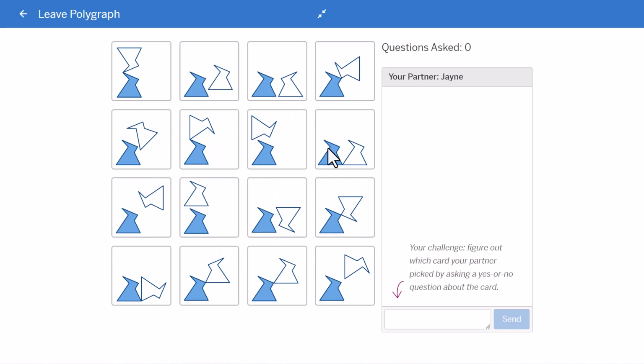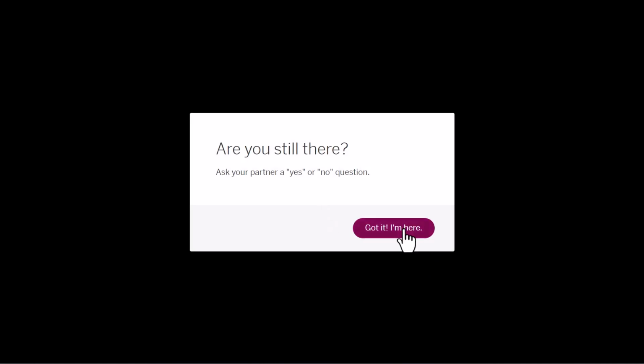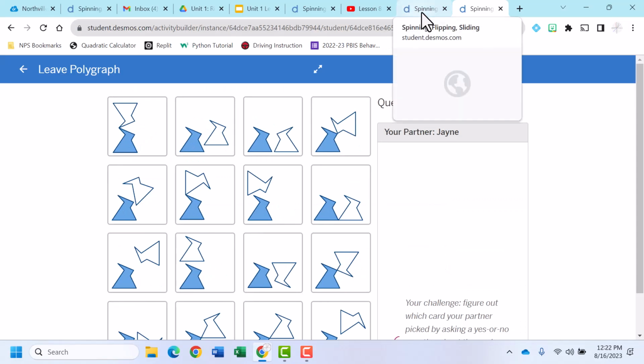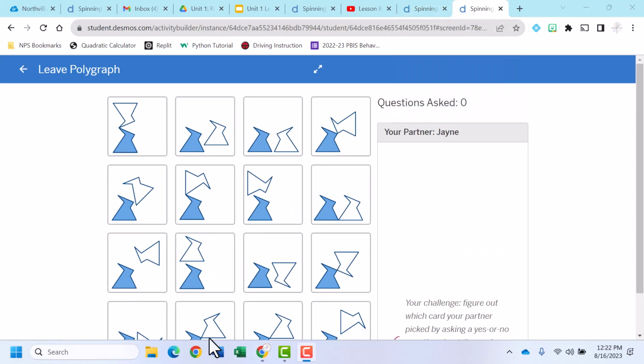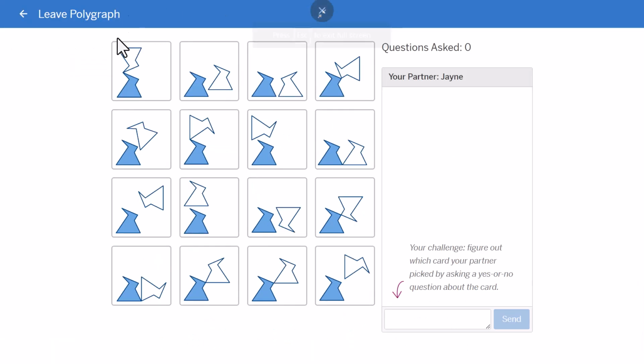My partner, who has signed in the classroom, but I don't even know who my partner is really, has selected one of these tiles as the goal. I need to find out which tile that person chose. So I'm going to ask some questions. Let me get into full screen here. I'm going to ask some questions to see which tile it might have been.